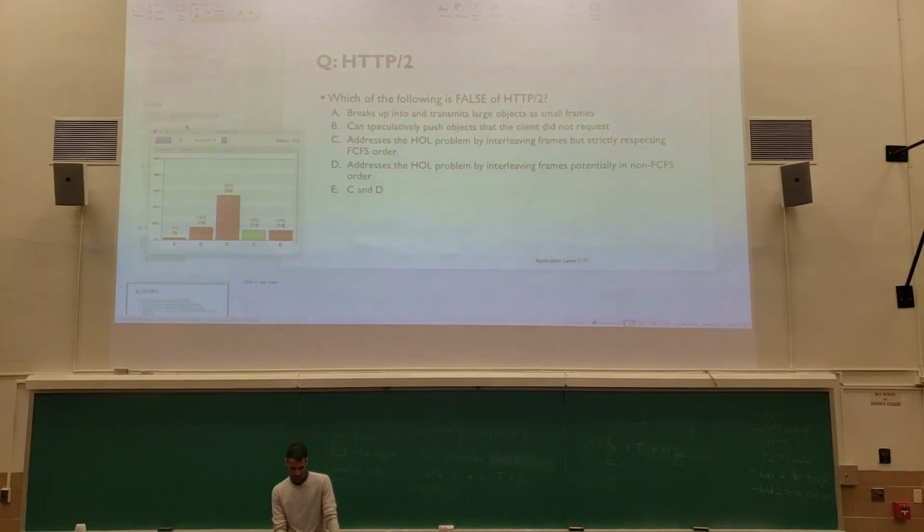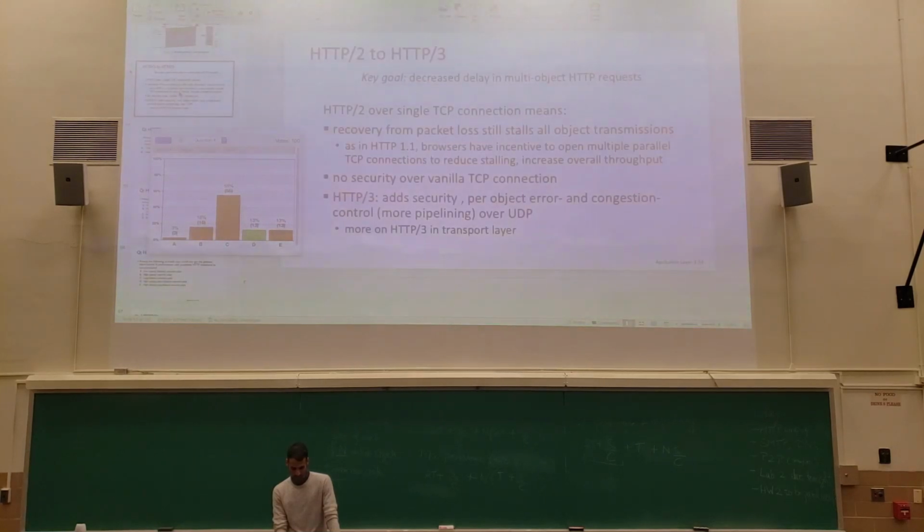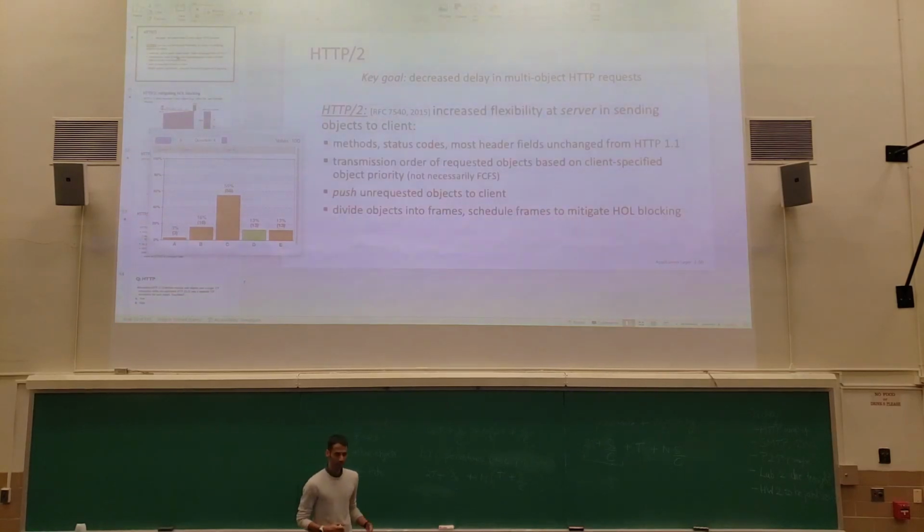Why is this? Let's go back to the slide on HTTP/2. Interleaving, yes. So it's one of C or D, right? It allows for interleaving, but it also allows the client to specify priorities, object priorities. The client may send requests in whatever order, but may specify that these objects are more important, and so they will circumvent the FCFS policy.